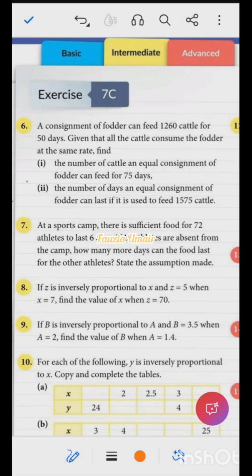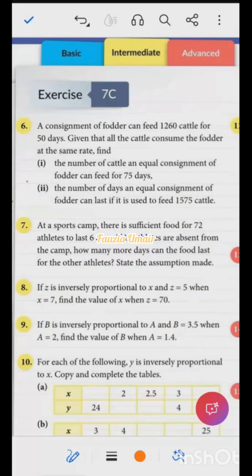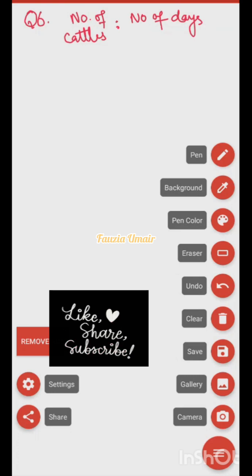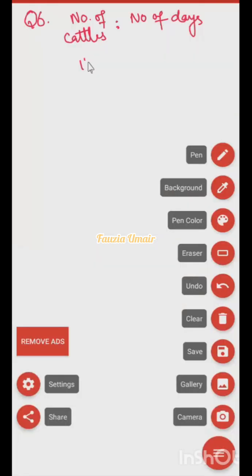In question 6, the number of cattle are compared with the number of days that the fodder will be consumed in. So question number 6 of this exercise is number of cattle compared to number of days, right? The given data is that if there are 1260 cattle, so sorry, cattle plural is also cattle, so 1260 cattle, 50 days, right?